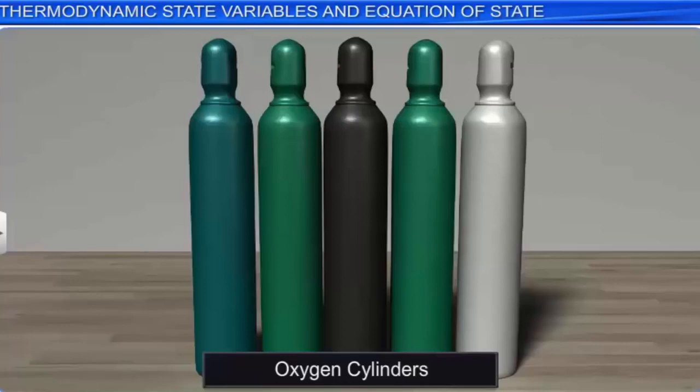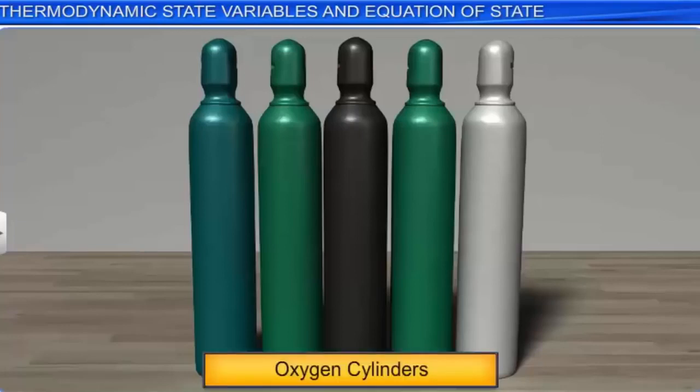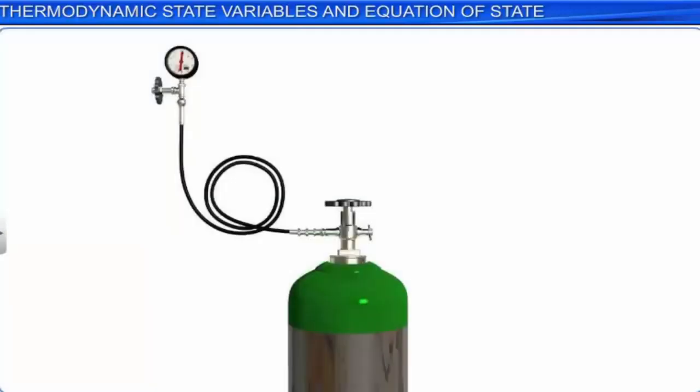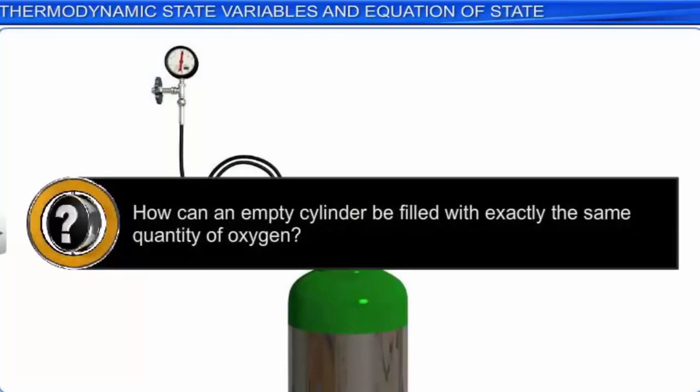The cylinders shown are oxygen cylinders. Usually, when filled with the gas, all these cylinders contain equal quantities of oxygen. But how can an empty cylinder be filled with exactly the same quantity of oxygen?